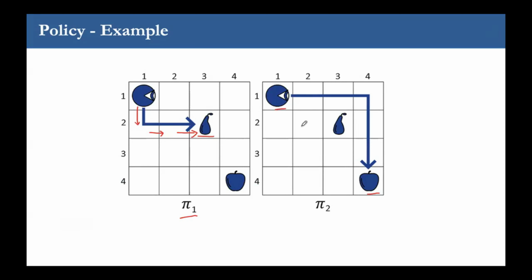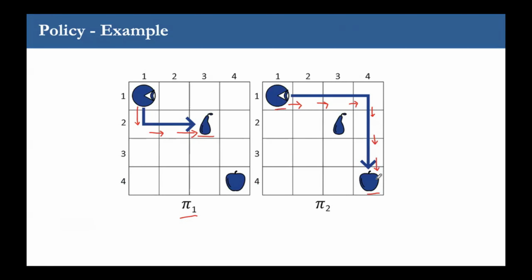Similarly, in the second policy, the agent has to do certain moves. The first one is right move, right move, right move, and then down move, and last down move to reach the apple. So totally there are 6 moves.